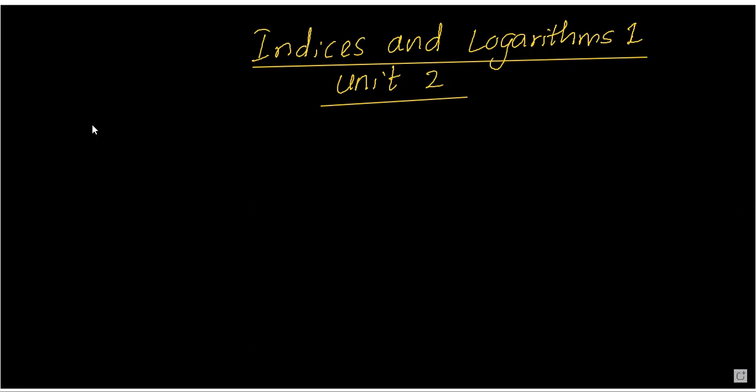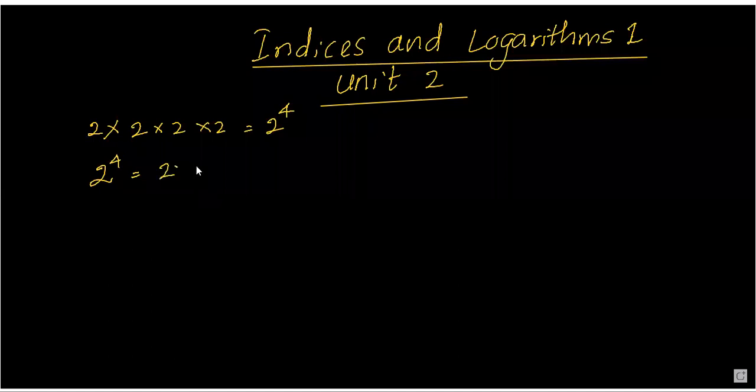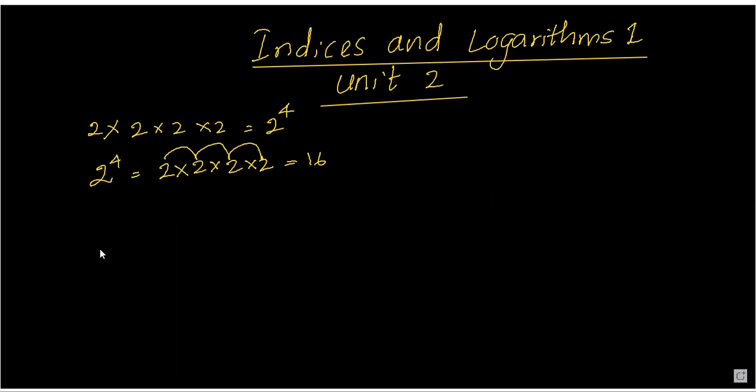If a number like this, 2 into 2 into 2 into 2, you know how to write it in index form, 2 to the power 4. If it is like this, 2 to the power 4, you know how to write it in expanded form and then find the value. 2 times 2, 4 times 2, 8 times 2, 16. In this way, we have talked some complex sums earlier also. We will do few sums like this. Simplify.